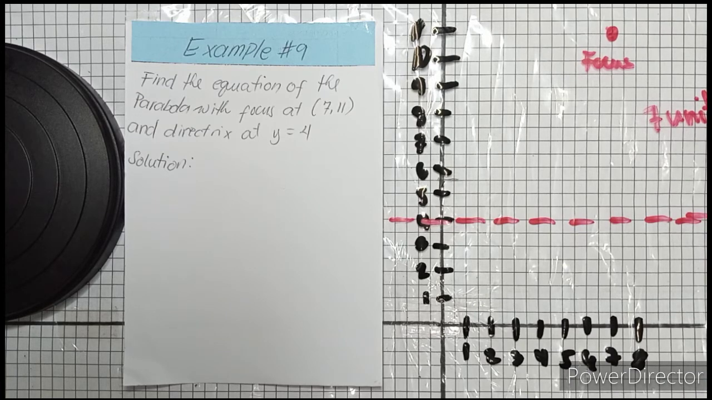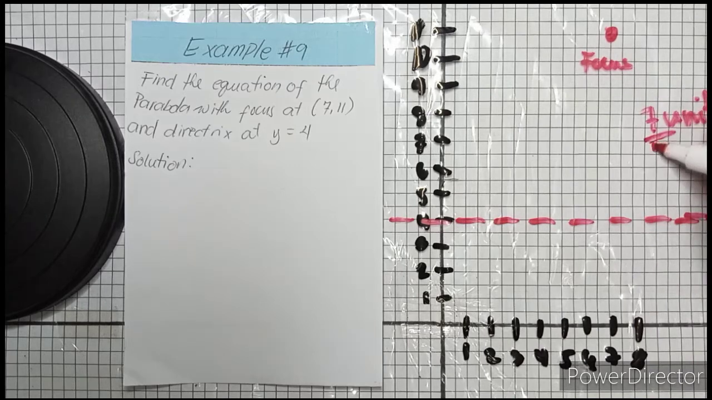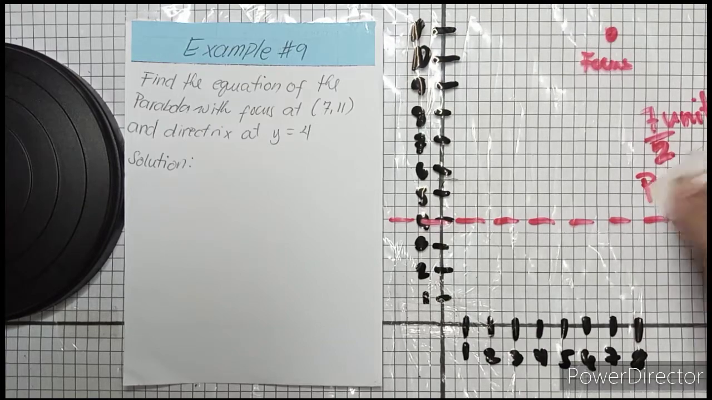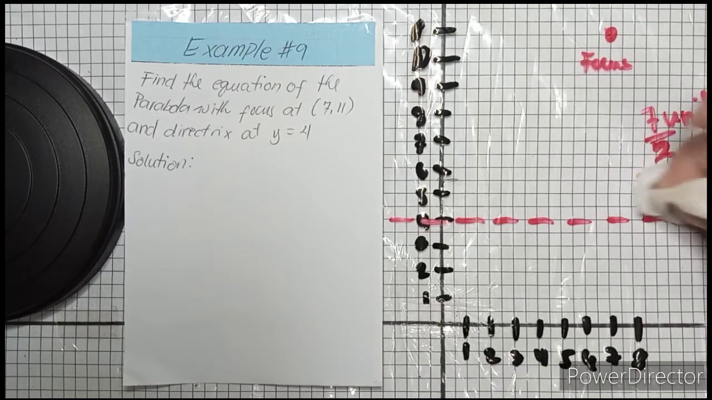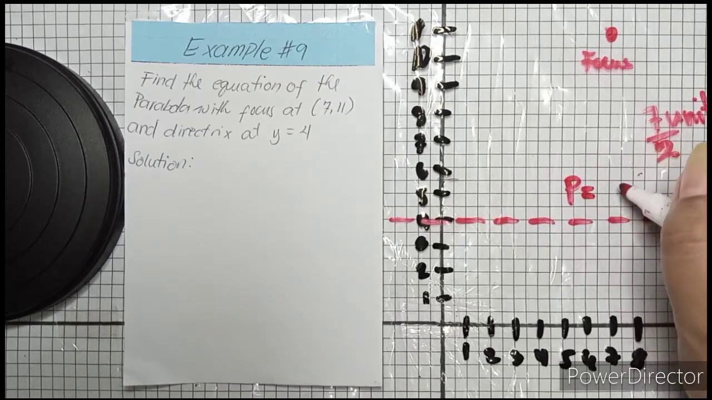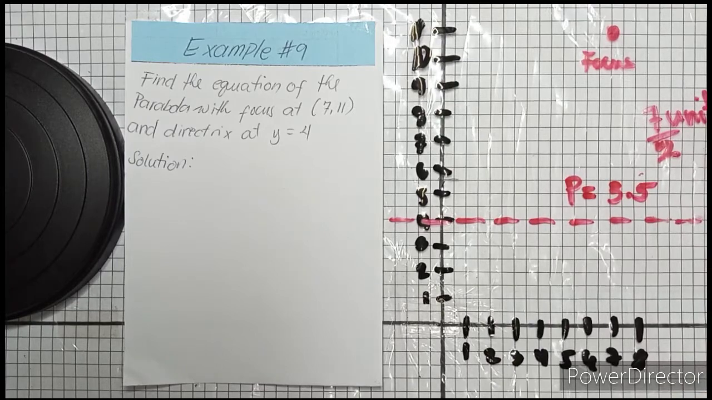Okay? So, i-divide natin yung 7 units na yan by 2. So, 7 divided by 2, our p now is 3.5. Dito ko isulat, our p now is equal to 3.5. Okay? Now, nakuha na natin yung p.